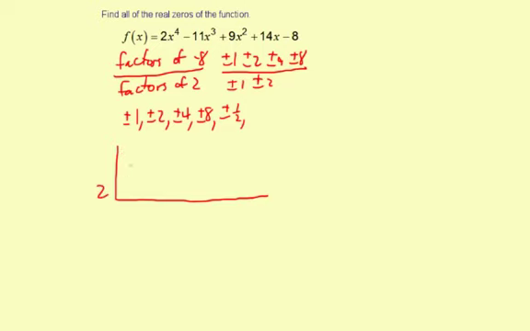So we'll divide out the 2 first, and here are the coefficients: 2, -11, 9, 14, -8. Bring down the 2, 2 times 2 is 4, and then add to get -7. -7 times 2 is -14, add to get -5. -5 times 2 is -10, and then add 14, and then plus the -10, that's 4. 4 times 2 is 8, and then add to get 0. So 2 is in fact a 0, and then we're going to divide out the 4.